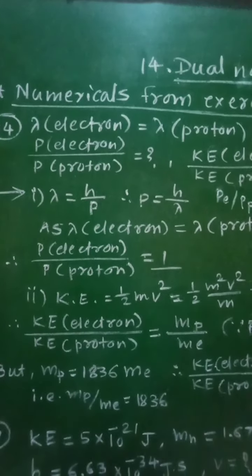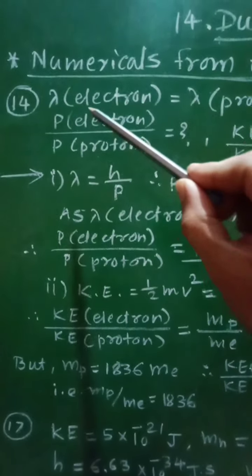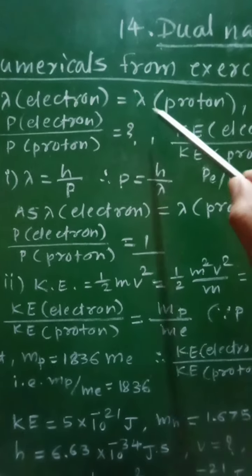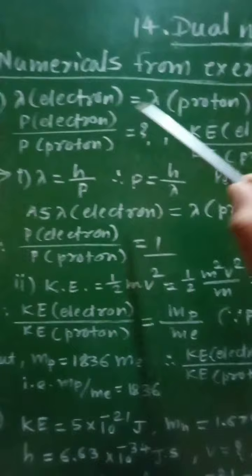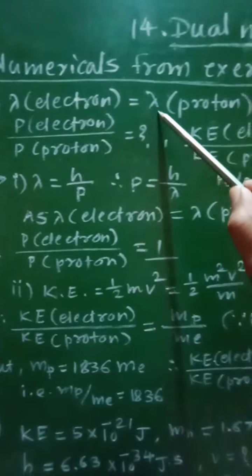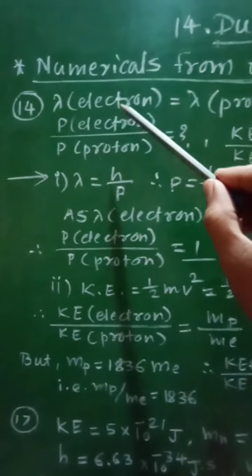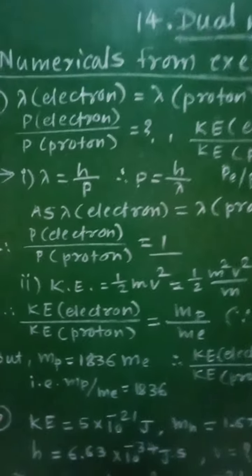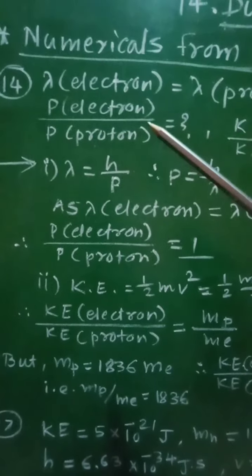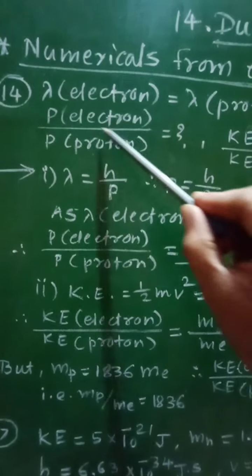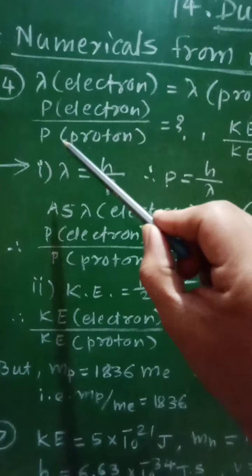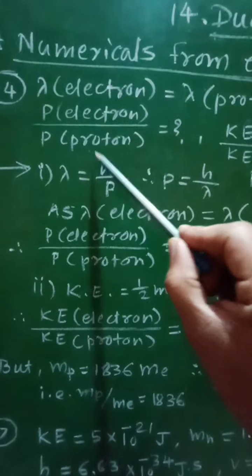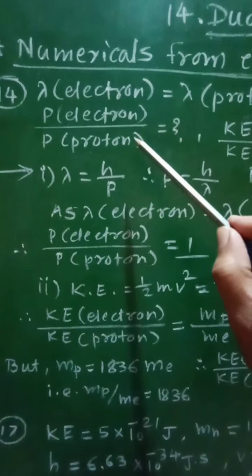In this numerical, the given data is that the de Broglie wavelength lambda for electron is equal to the de Broglie wavelength lambda for proton, that is lambda electron is equal to lambda proton, or in short lambda e equal to lambda p. Then we have to find the ratio of their linear momentum, that is p electron to p proton, momentum of electron upon momentum of proton.